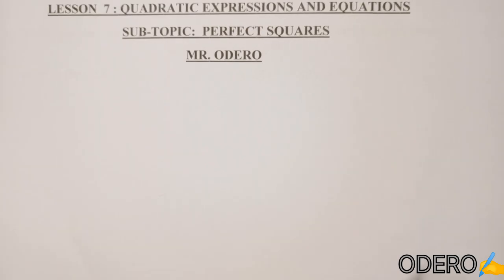Hello, welcome to lesson 7, quadratic expressions and equations. Our subtopic is perfect square.